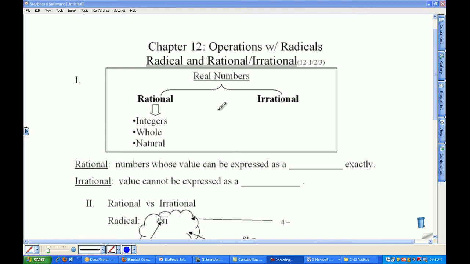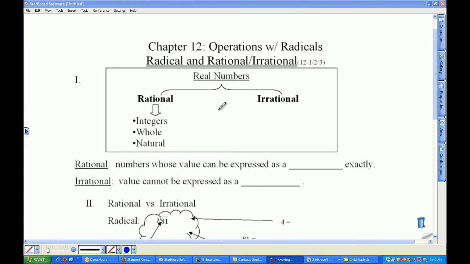Let's start with a little bit of review from Chapter 1. Real numbers. The real number line can be broken up into two parts. The rational numbers, which include the counting numbers, numbers you can count on your fingers and toes, also known as the natural numbers. Add 0 to that, you get the whole numbers. Take numbers and their opposites, and you get the integers. Rational numbers would also include the fractions. We can include fractions in that list.